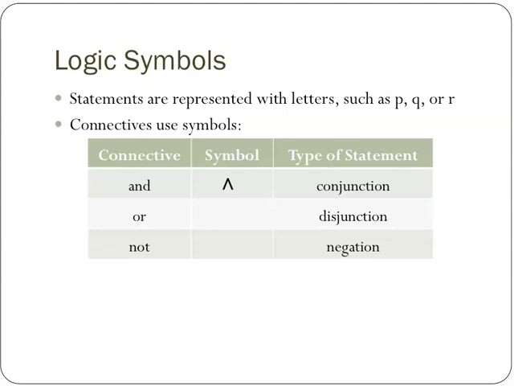For or, that's a disjunction, so either this statement or this statement. The symbol we use there is just the opposite of and. It's flipped upside down, so it looks like a V. And then not, the negation, is represented with this little squiggly line, this little tilde.